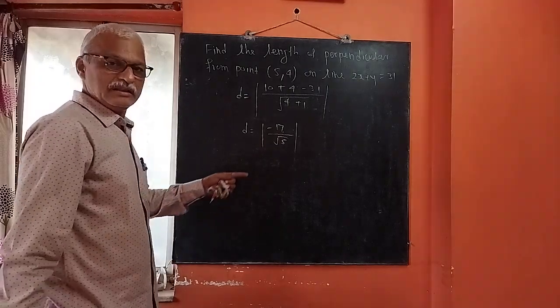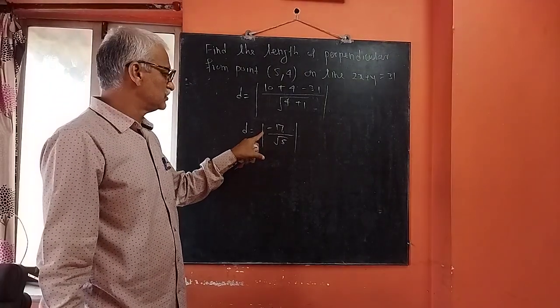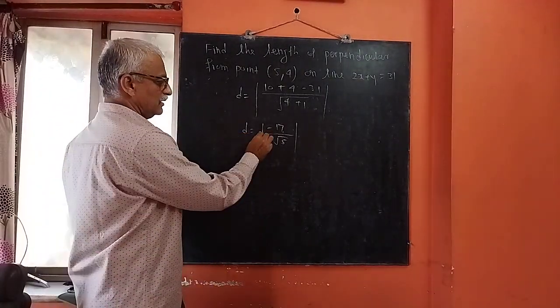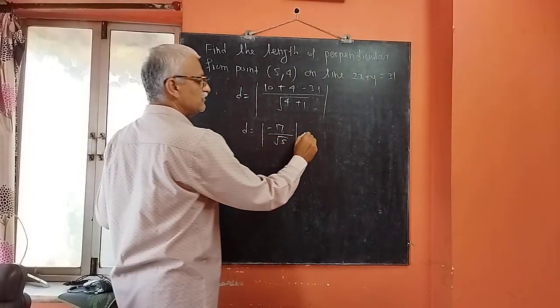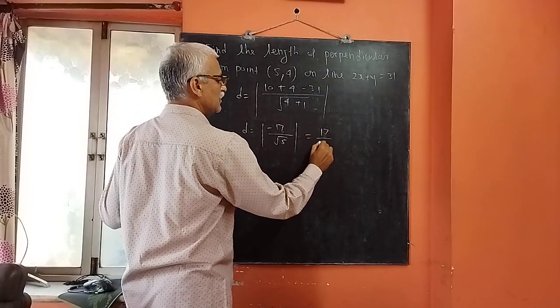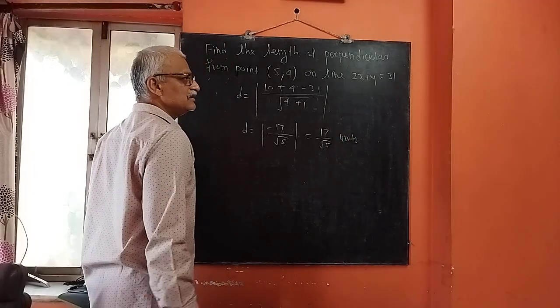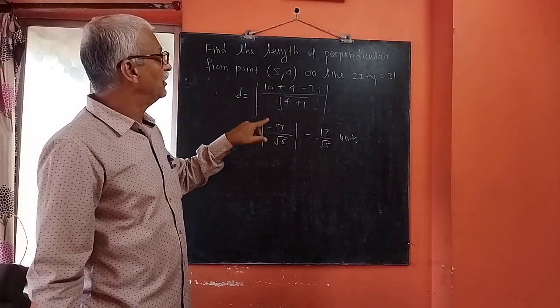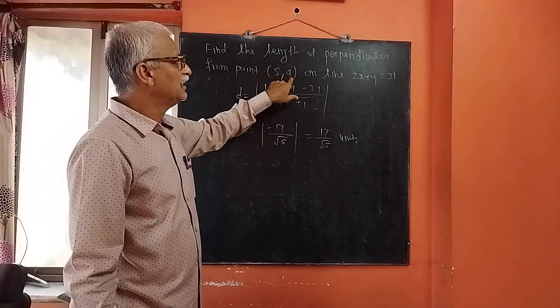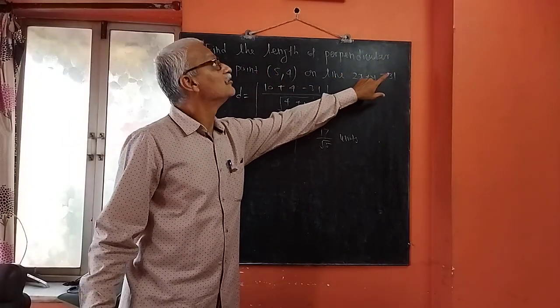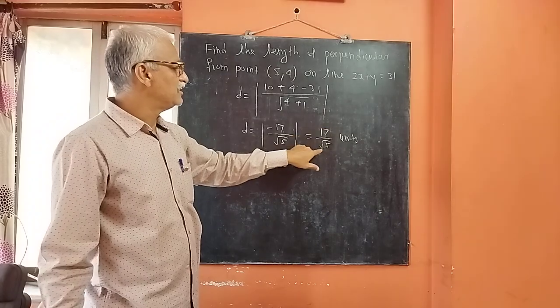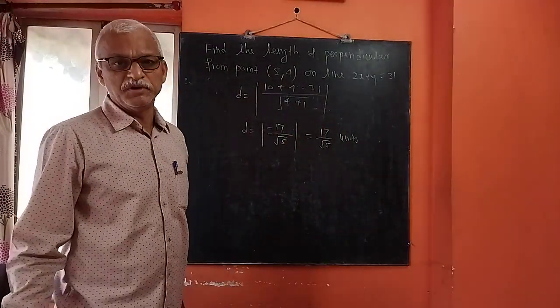But we know that distance is never negative. So, removing this mod sign, this will be equal to 17 upon root 5 units. That means the distance between that particular point (5, 4) and the line 2x plus y equals 31 is equal to 17 upon root 5 units.